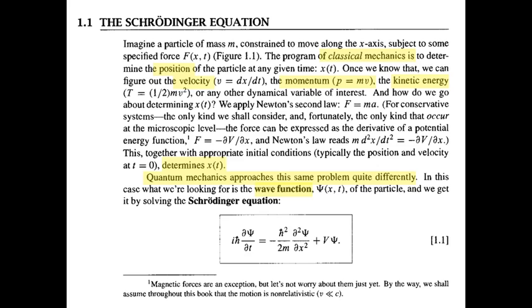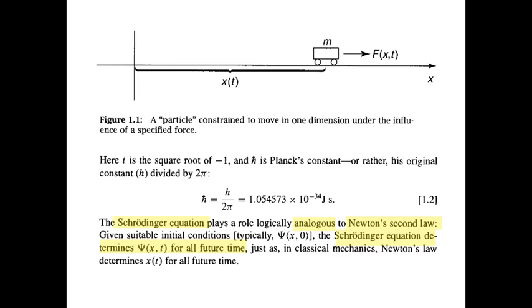The first subtopic is the Schrödinger equation. Now imagine a particle of mass m which is constrained to move along the x-axis subject to some specified force, say F. You can see the figure here. The particle is shown by this particular thing, of mass m, moving on the x-axis.